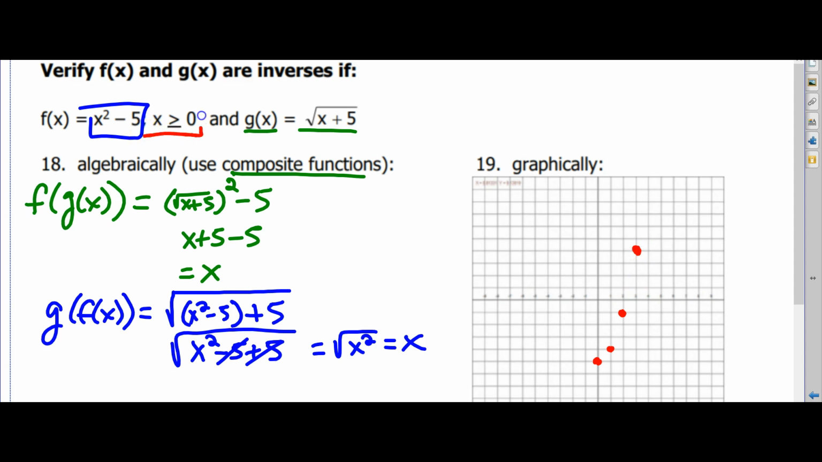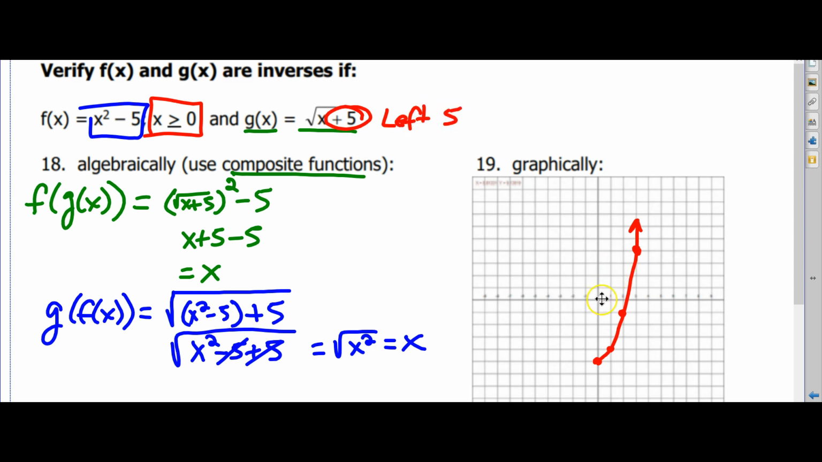Notice the restriction on the x inputs there. It's for when x is greater than or equal to 0. So I'm only graphing this side of the function. I'm not graphing the left side. And there's a reason for that. If we look at the square root of x plus 5, that means shift this to the left 5.